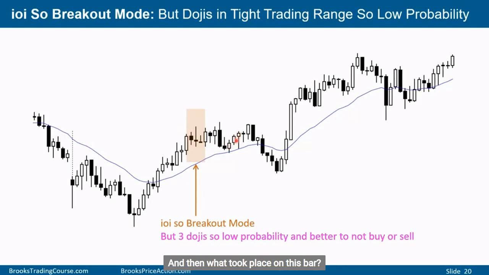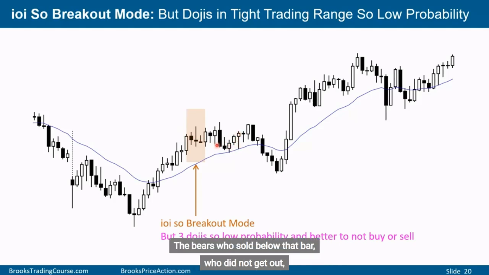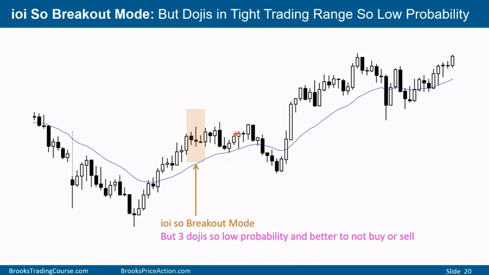And then what took place on this bar? The bears who sold below that bar, who did not get out, were disappointed by the 2 bull bars turning up from the moving average, and they get out with a limit order around that close or around the low of that bar, and that caused that tail.